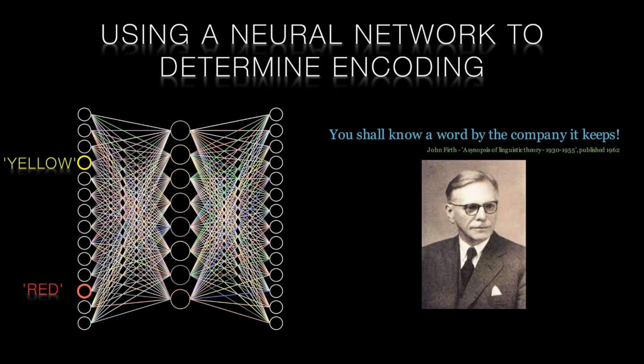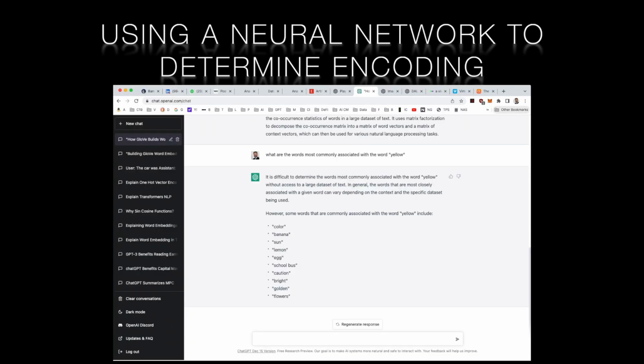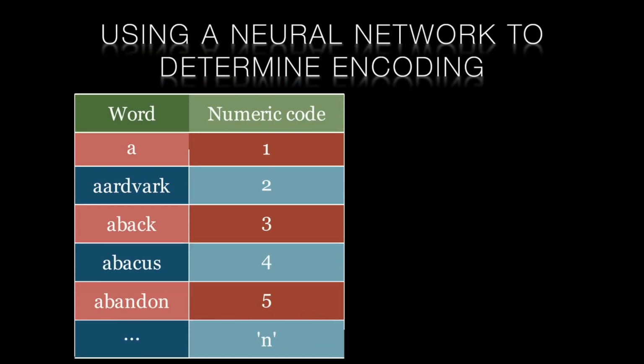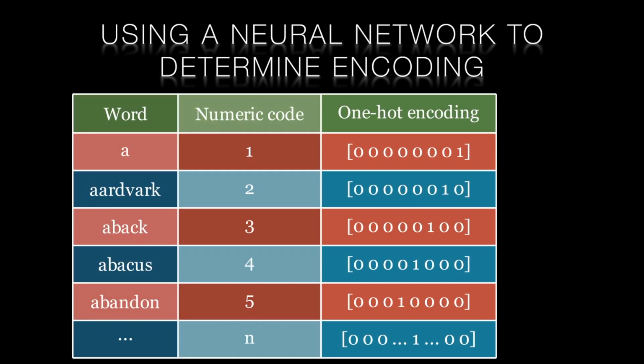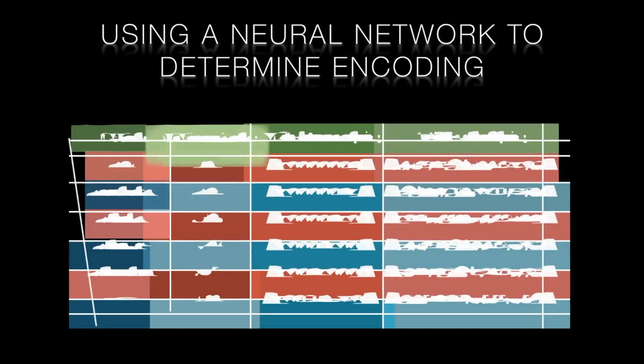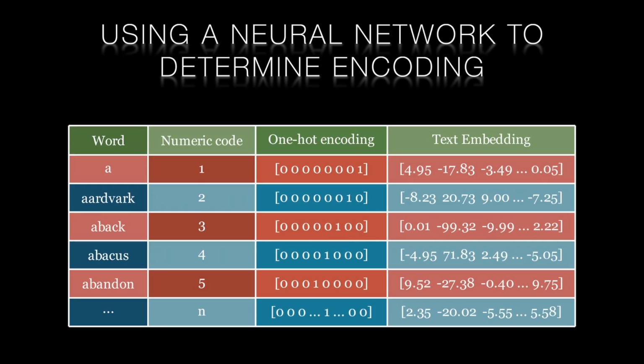We'd expect red to be more closely associated with words like blood and devil, while yellow will have close associations with words like banana and lemon, at least as far as the ever increasingly passive-aggressive ChatGPT is concerned. So, rather than encoding our words with a single integer or a very large and very sparse one-hot encoded vector, we instead encode our words with a large, dense vector, as you can see on the screen.